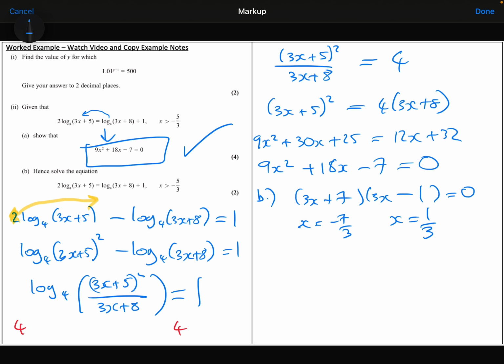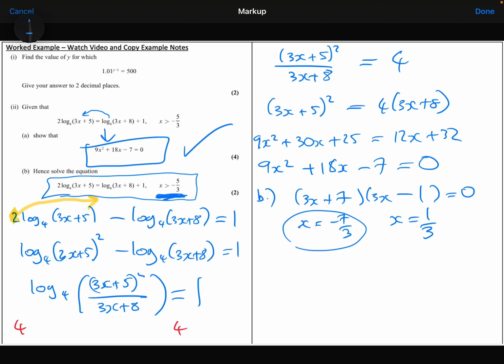These are the two solutions for this quadratic, but are they the two solutions for this logarithm? In particular, I'm focused on this negative here. X is equal to minus 7 over 3. I can see that that does not satisfy this condition here. X is minus 7 over 3, which is less than minus 5 over 3, not more.